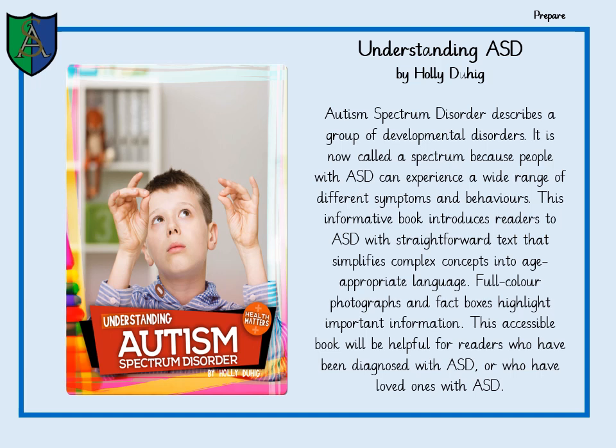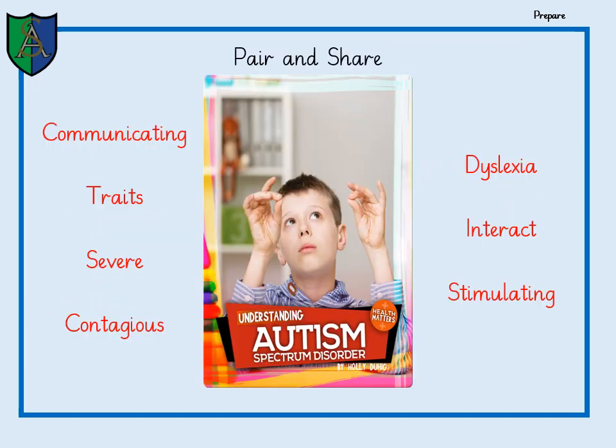There's a couple of vocab words that we need to know before we start reading this book. They are communicating, traits, severe, contagious, dyslexia, interact, and stimulating. Can you please find the definitions of these words and write those definitions down before you begin reading the text? Once you've done that, you can pause the video and you can go and read Understanding Autism Spectrum Disorder, which I've attached to the Teams page.